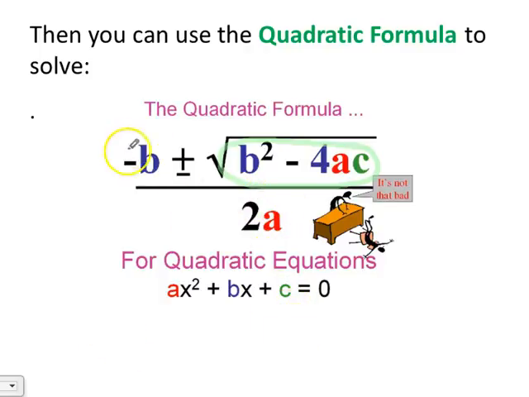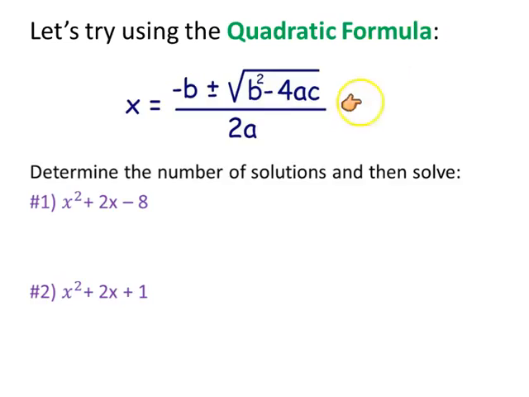So again, what are all those b's and a's and c? Well, that comes from here when we've got our quadratic equation written in this format: a times x squared plus bx plus c. Let's jump in and start using the quadratic formula to solve equations. So first, let's look at number 1 and determine the number of solutions, and then we're going to solve.